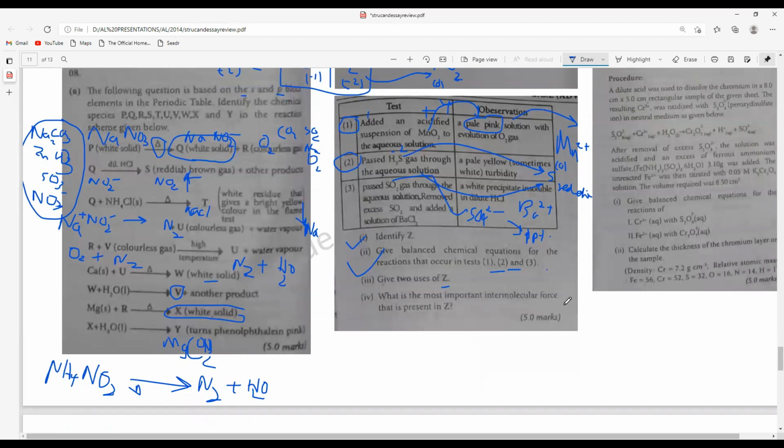And what is the most important intermolecular force that is present in H2O2? So basically H2O2 is this. So you can imagine what is normally present in H2O2. Okay, there are lone pairs here. Okay, and hydrogen is there, so it can form a network with another H2O2 molecule. So what is the prominent one? Hydrogen bonding. Okay, so it mainly consists of hydrogen bonding.